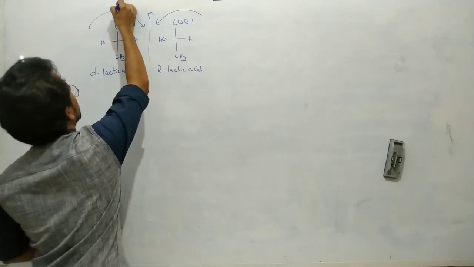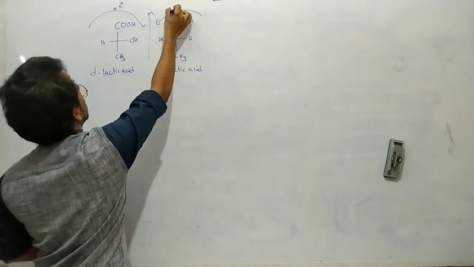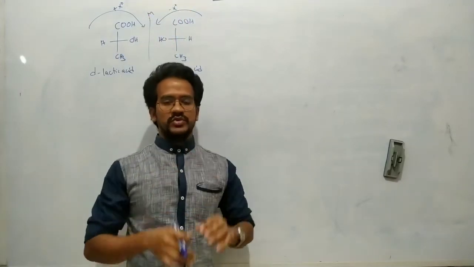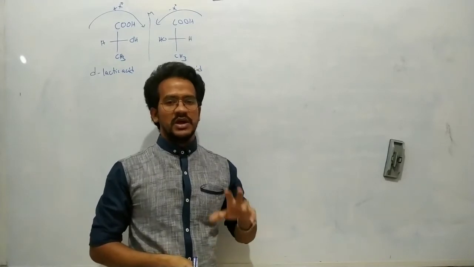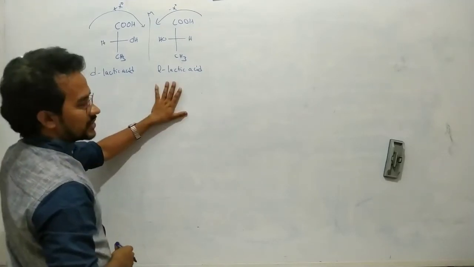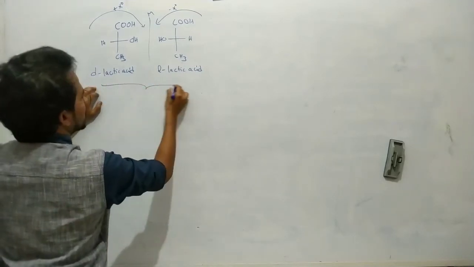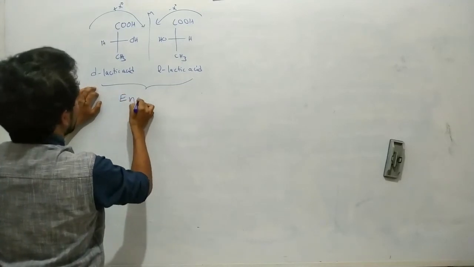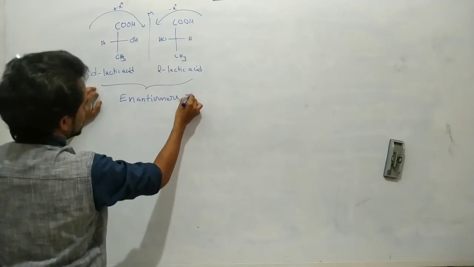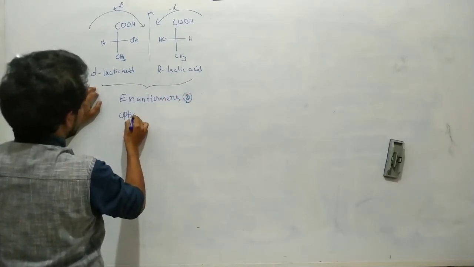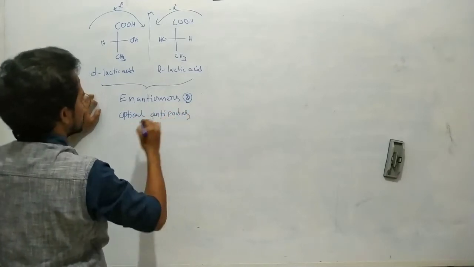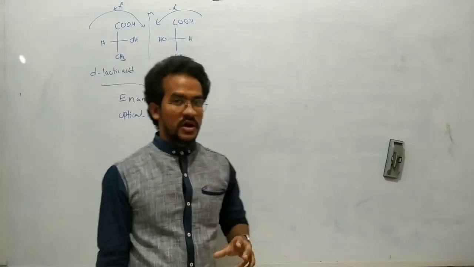Okay. Suppose here it is plus x degrees. Now it is minus x degrees because they are exact mirror images and non-superimposable. The compounds which are mirror images and non-superimposable. Now here this lactic acid and this lactic acid are mirror images of each other and non-superimposable. That pair of compounds are called enantiomers, or optical antipodes.